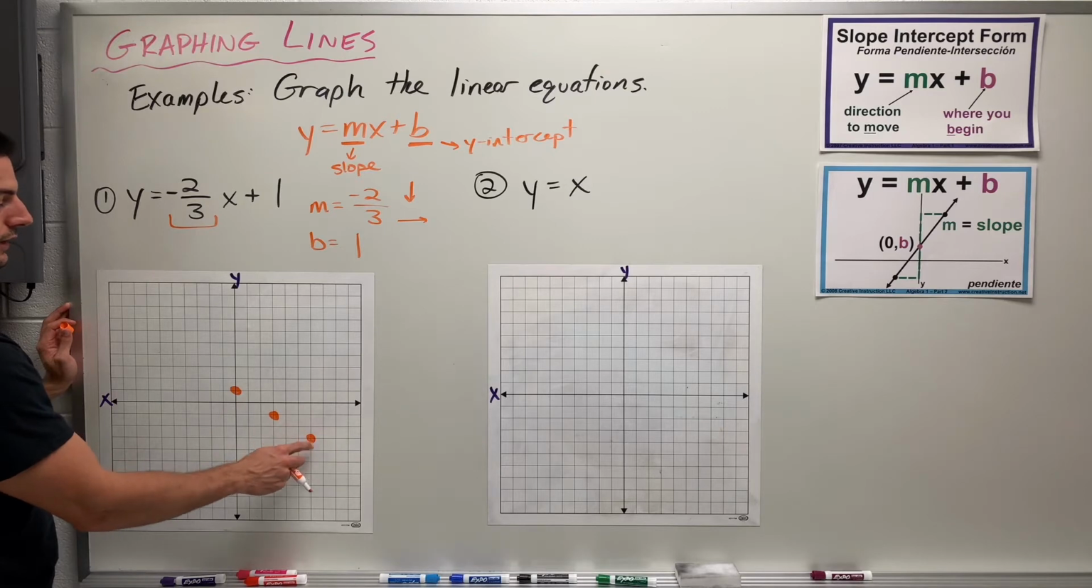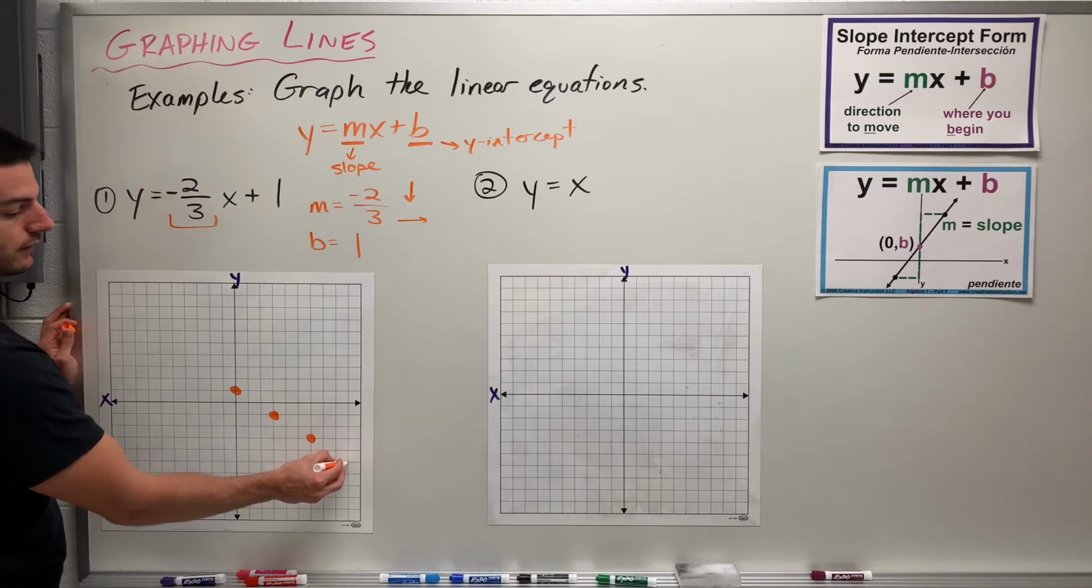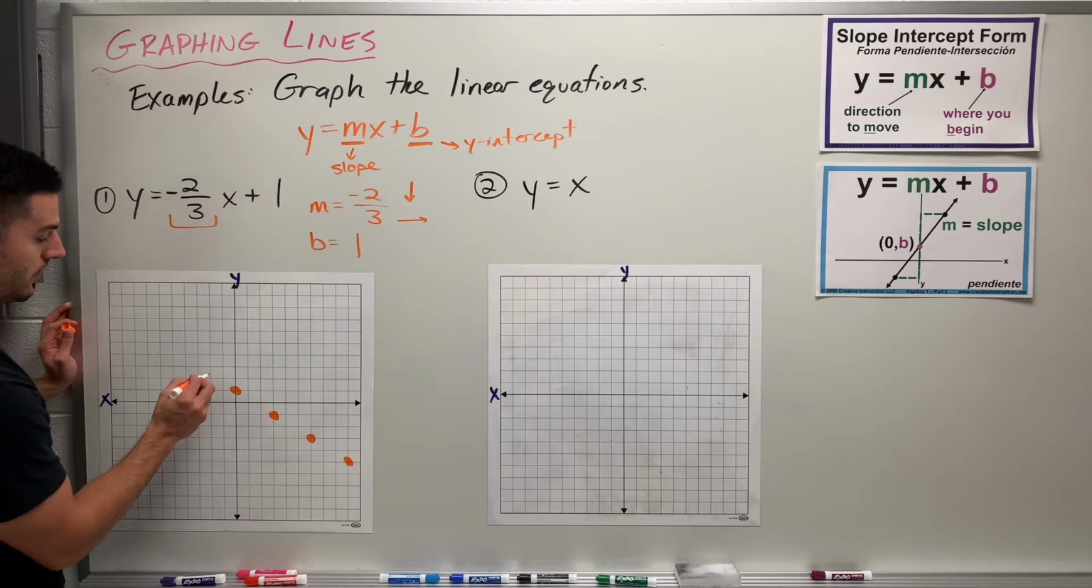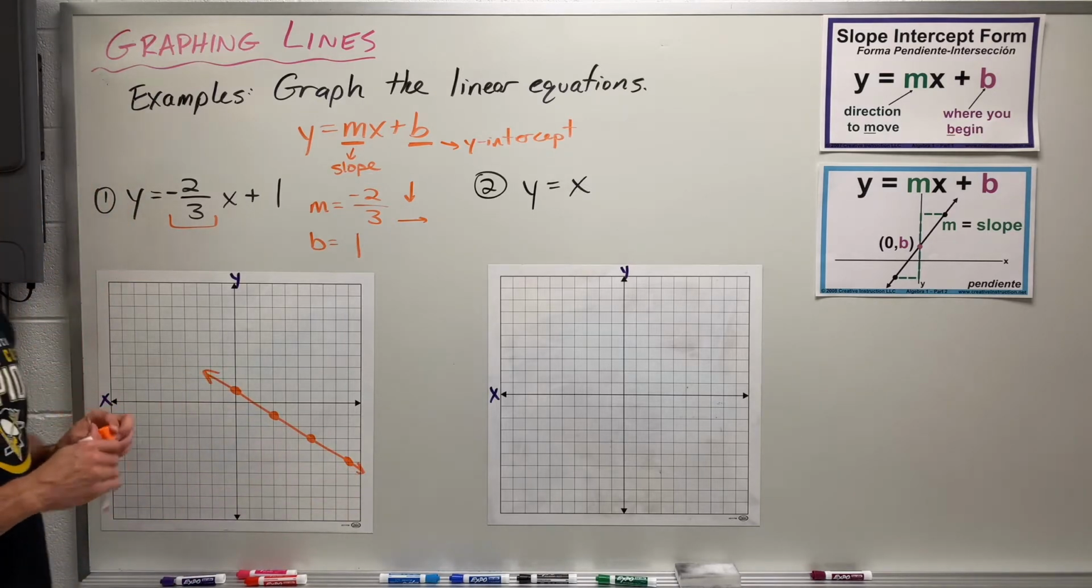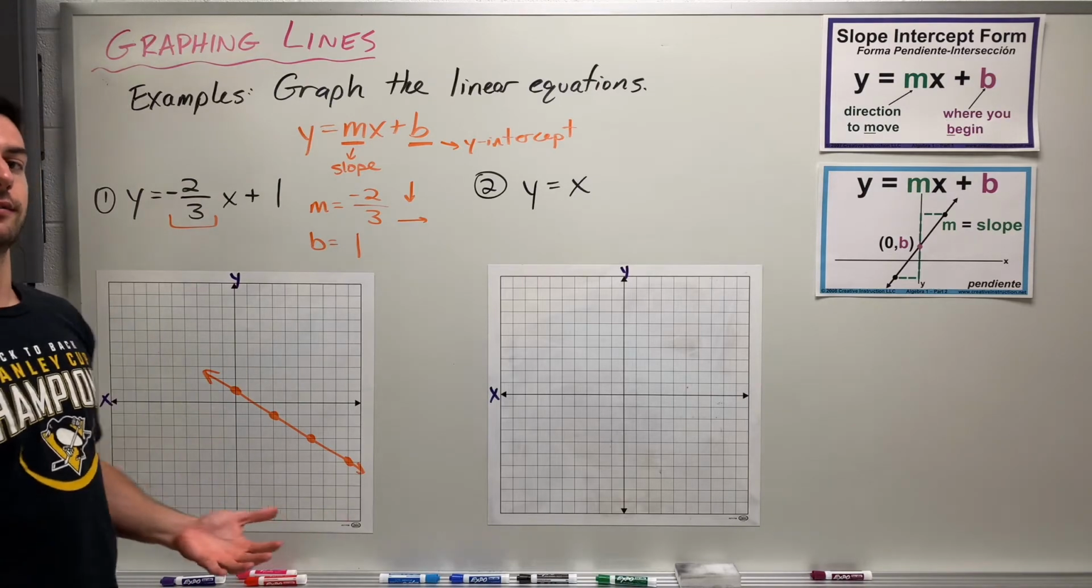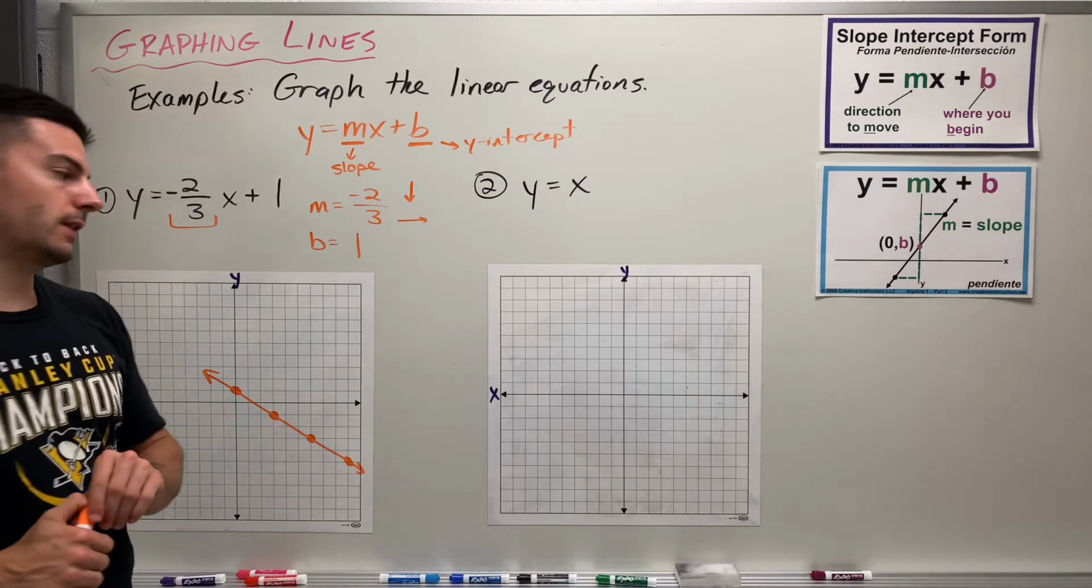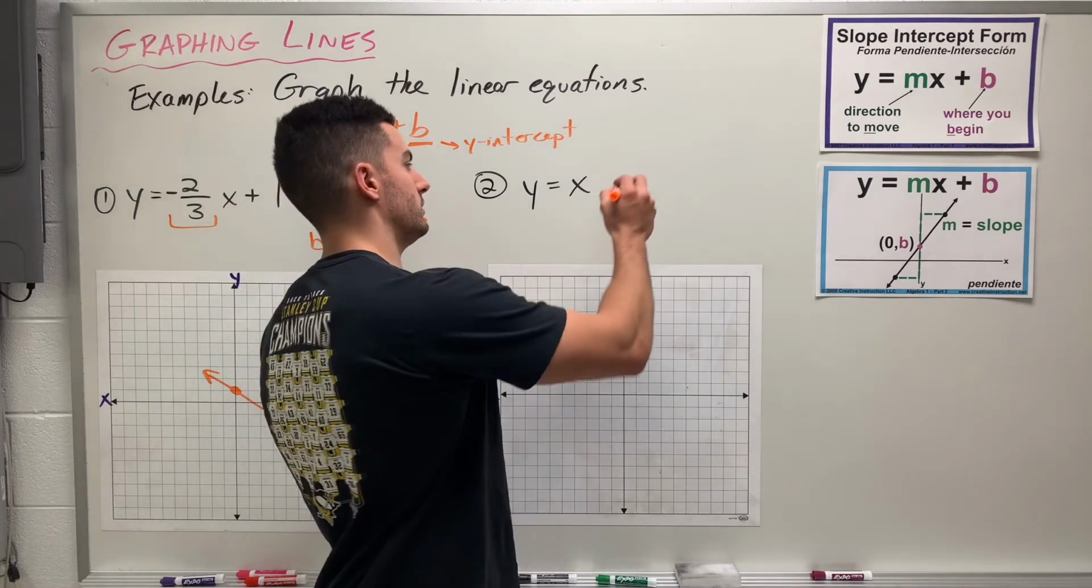I keep moving that same amount, right? Because with lines, it's very consistent. And then I draw my line by connecting the dots. And I draw my arrows on the end because, yes, it will move forever in those directions. Okay? Looking at number 2 here, y equals x.